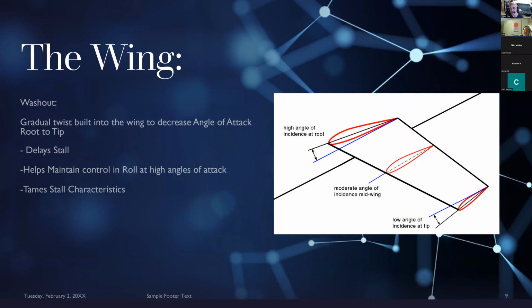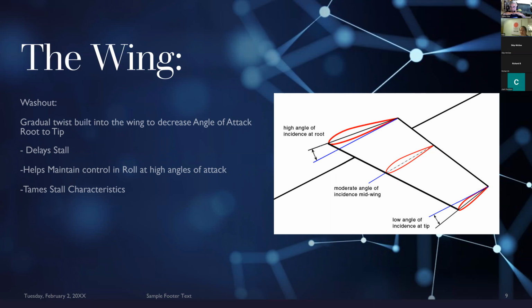So washout is a gradual twist built into the wing to decrease the angle of attack from root to tip. It has the effect of delaying stall on parts of the wing, and it helps maintain roll control at high angles of attack and tame stall characteristics. So to your point, Richard, you talked about losing control.